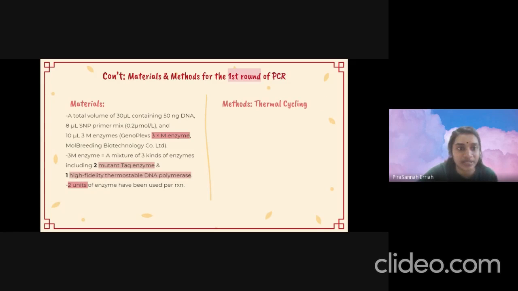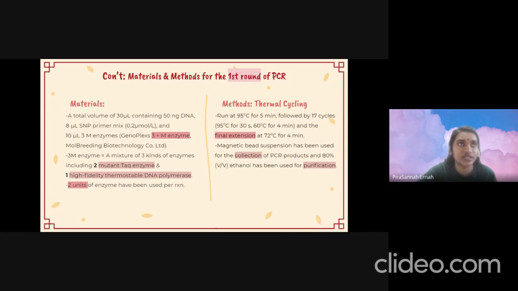So let's see the methods. As we all know, PCR is known as thermal cycling, and there are 3 major steps: denaturation, annealing, and the final extension. Here they run at 95 degrees Celsius for 5 minutes for the denaturation part, followed by 17 cycles at 95 degrees Celsius for 30 seconds and 60 degrees Celsius for 4 minutes, which is for the annealing process, and the final extension at 72 degrees Celsius for 4 minutes was conducted.